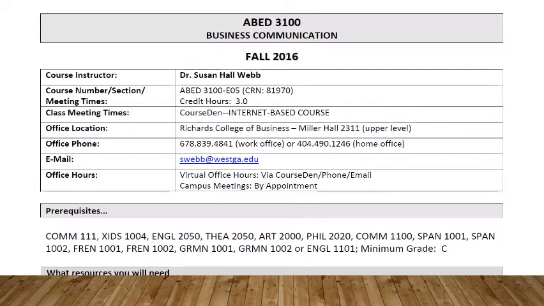Instead of using the email function in course STEM, you'll instead email me directly at swebb@wesca.edu. And anytime you want to meet or have a discussion, I will be happy to do so by appointment, and we will have virtual office hours in different formats, whether it be by phone, email, or even through Google Hangouts, which I'll discuss very soon.